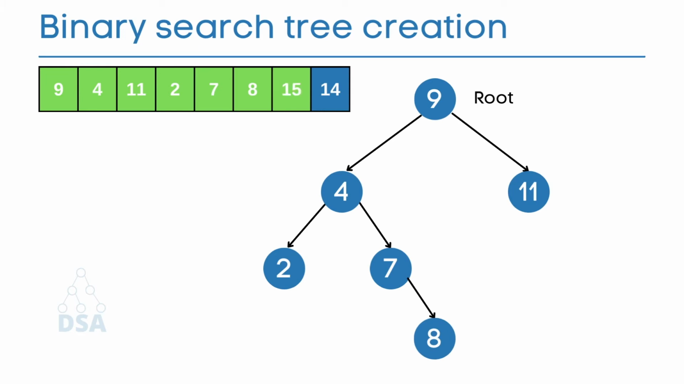15 will go in the right subtree as it is greater than the root node, and it will be inserted as the right child of the root node of the right subtree, as 15 is greater than 11. Now the last node 14 will be inserted as the left child of 15.